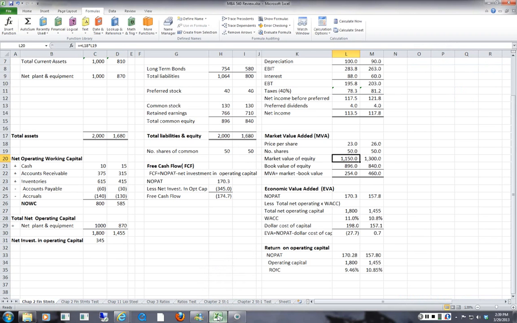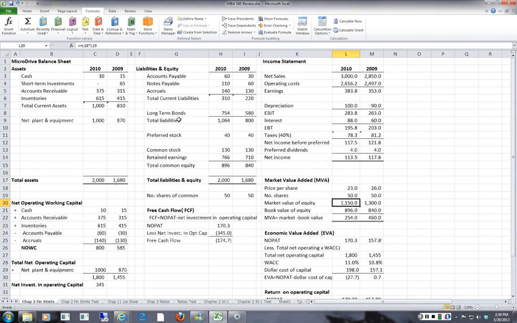Hi everybody, it's me again, and I wanted to show you a chart here that I've got of Microdrive balance sheets and assets, and the balance sheet which shows the assets and the liabilities and equity, and then over here is an income statement. What we're going to do is analyze this and determine what the net investment in operating capital is between 2010 and 2009.